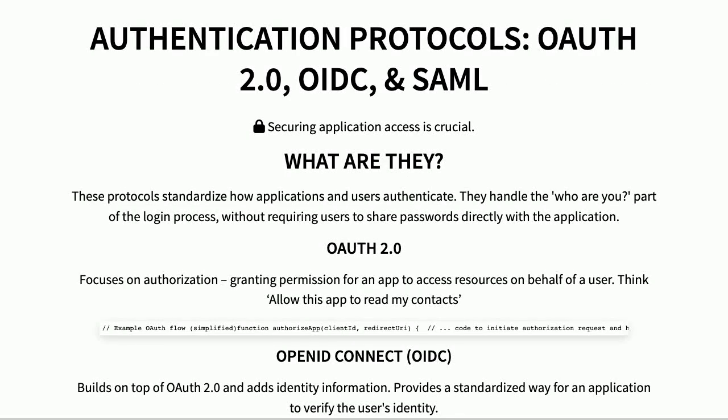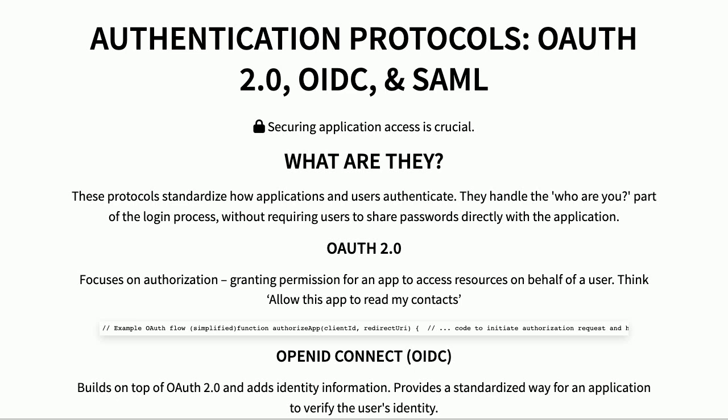Okay, let's talk about how we ensure users are who they say they are when accessing applications. We're focusing on 3 key protocols: OAuth 2.0, OpenID Connect, and SAML. Essentially, these protocols handle the authentication piece, figuring out who this user is.